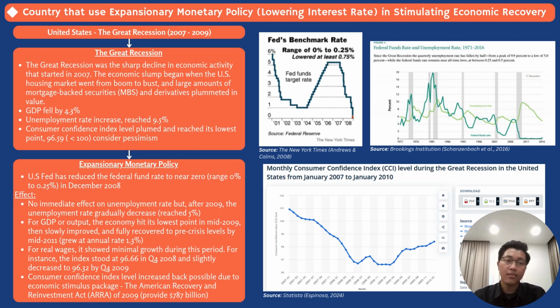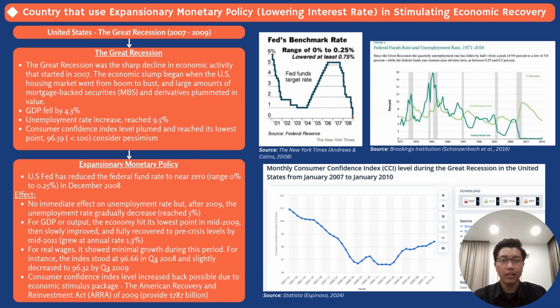The result shows that there is no immediate effect on the unemployment rate, but after 2009, the unemployment rate decreases until it reached 5%. For GDP output, it also slowly improved, in which it grew at an annual rate of 1.3% in mid-2011. For real wages, it shows a decrease from 96.66 in Q4 2008 to 96.32 in Q4 2009.